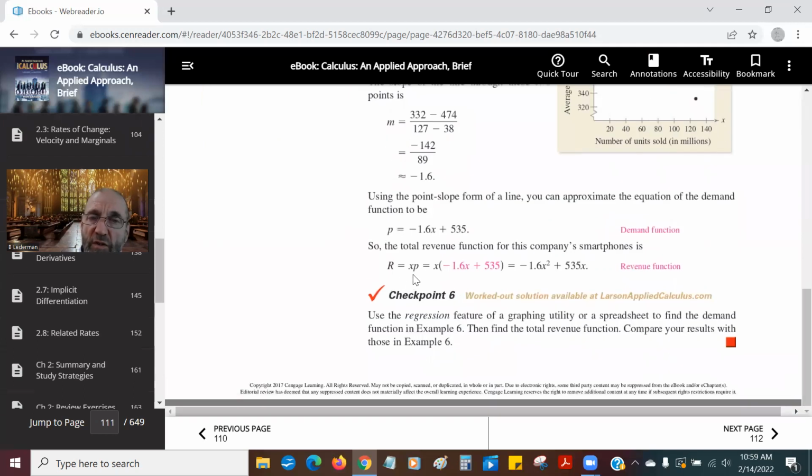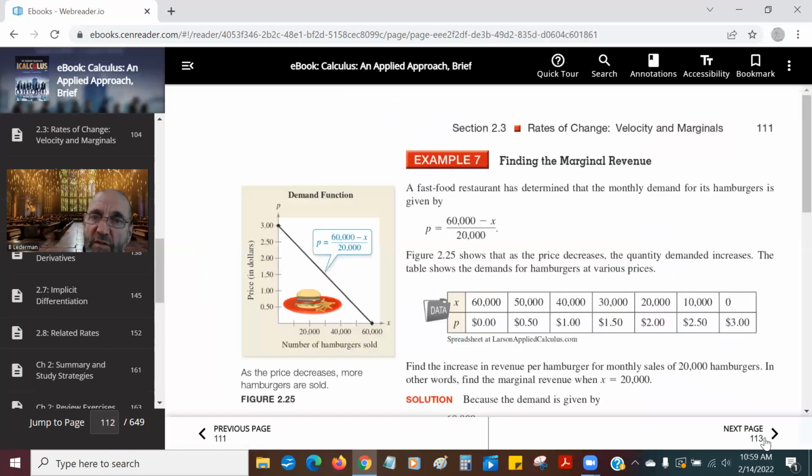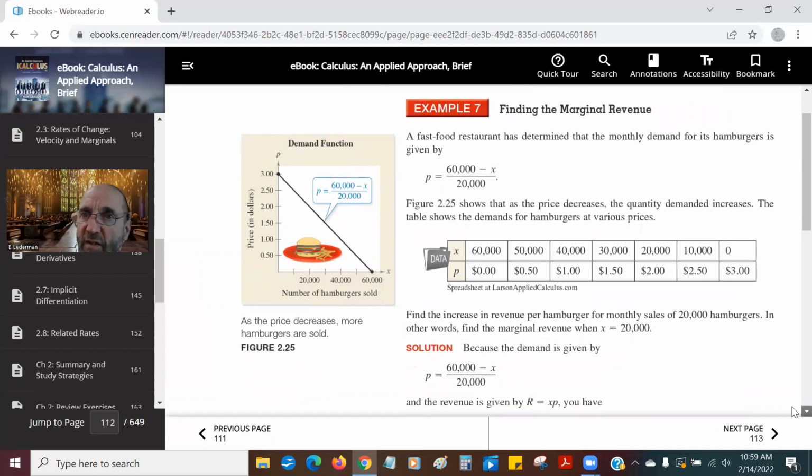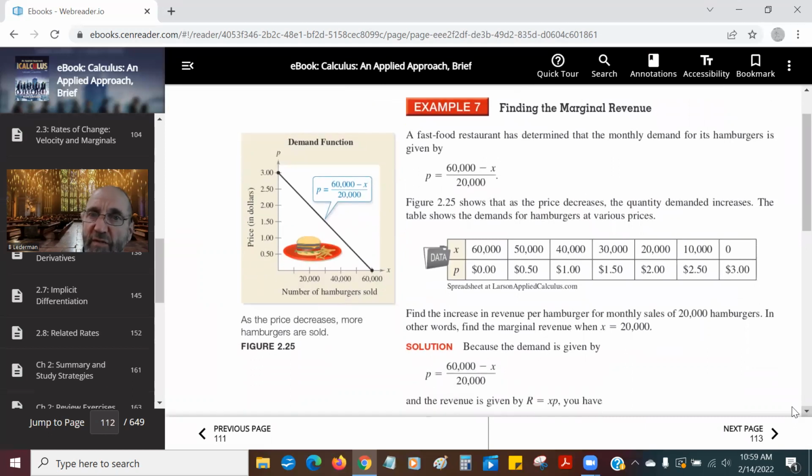So R is equal to XP, which is X times the P that we figured out from up here. So R is equal to negative 1.6 X squared plus 535X. And pow, that's our revenue function and that's our demand function. And anyone here who's a business manager will understand a lot of the business aspect of this.